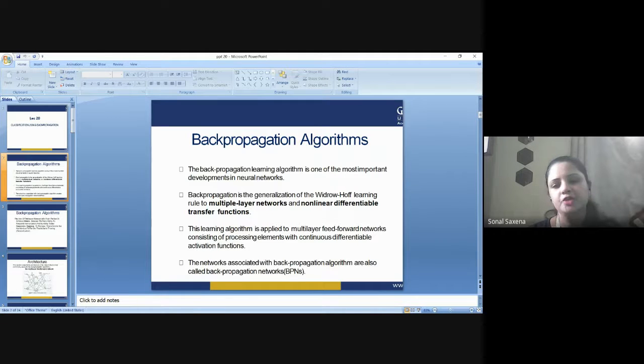Backpropagation algorithms are a kind of learning algorithm and one of the most important developments in neural networks. Backpropagation is basically the generalization of the Widrow-Hoff learning rule to multiple-layer networks and non-linear differentiable transfer functions. This learning algorithm is applied to multi-layer feed-forward networks consisting of processing elements with continuous differentiable activation functions. The networks associated with the backpropagation algorithm are also called backpropagation networks.